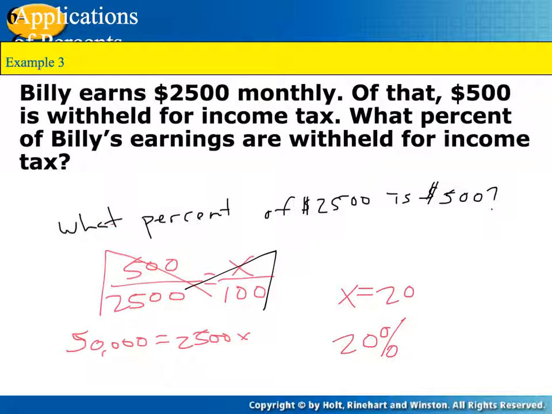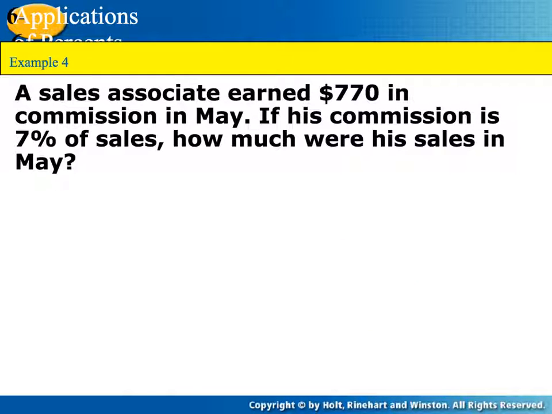Welcome to the real world. Okay, so this next one, which is also your last one. It says a sales associate earns $770 in commission in May. If his commission is 7% of his sales, how much were his sales in May? I wish it was May. Okay, so think about that first formula we used and see if you can plug in something you know. All right, so pause here. Try to plug it into that original commission formula, see what you come up with.